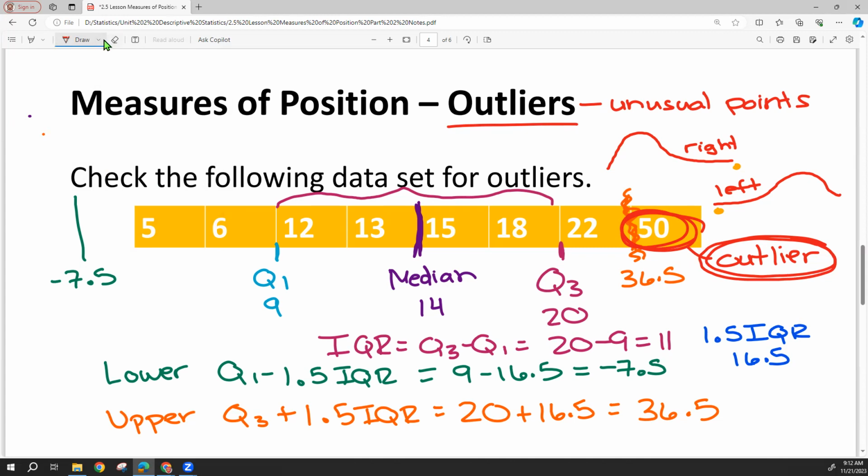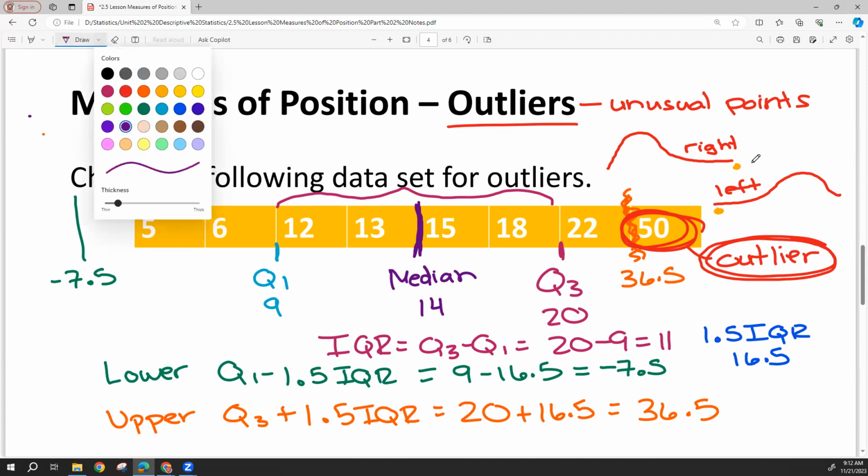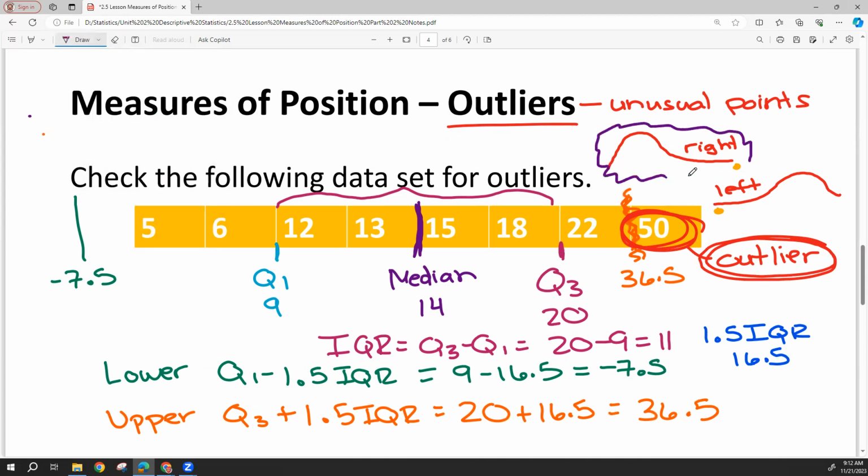This data set is probably, in fact, I guarantee, if we did a histogram, skewed to the right because of this data point that is much bigger than all of the rest.